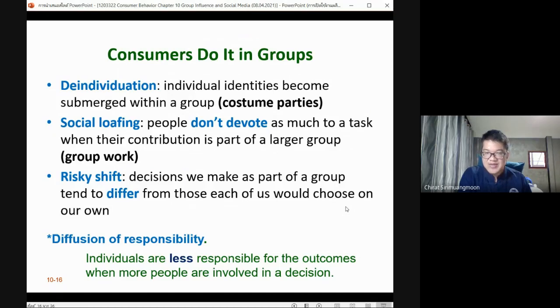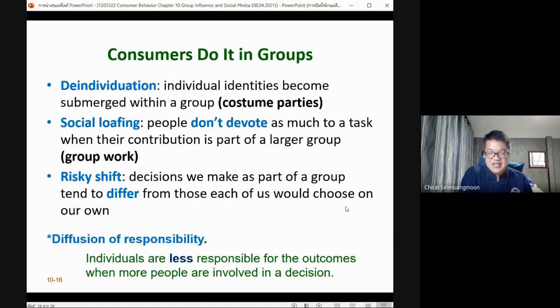Risky shift. Risky shift will happen again when we have people in a group, because when you make a decision by yourself, it is your responsibility, but when you make a decision as part of a group decision, it makes you not want to care as much compared with personal decision making, because it's like you share the risk with other people.